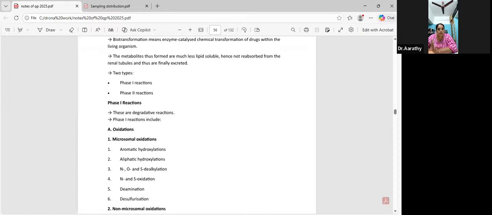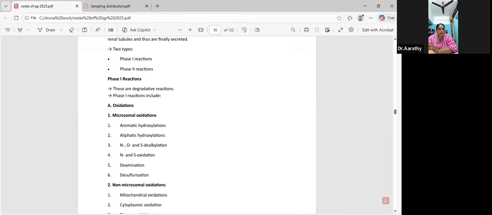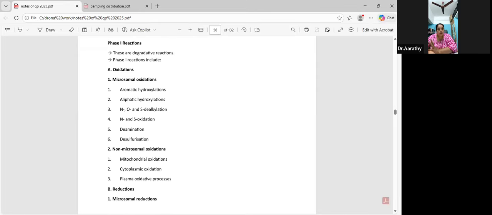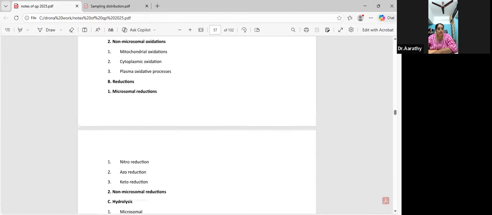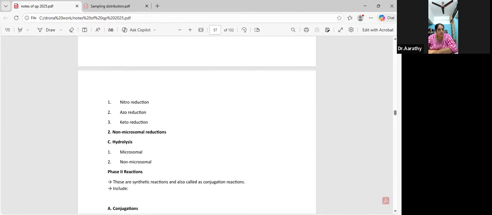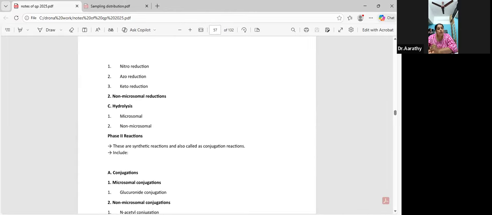That is, complex molecules degrade into smaller molecules. Phase 1 reactions include oxidation, which can be microsomal and non-microsomal. So you need not go through all those in detail. Just know that phase 1 reactions will have oxidations, reductions. That is, both can be microsomal and non-microsomal reductions. Then hydrolysis is a third process in phase 1. So oxidation, reduction, and hydrolysis. Each one can be microsomal or non-microsomal. Then phase 2 reactions.